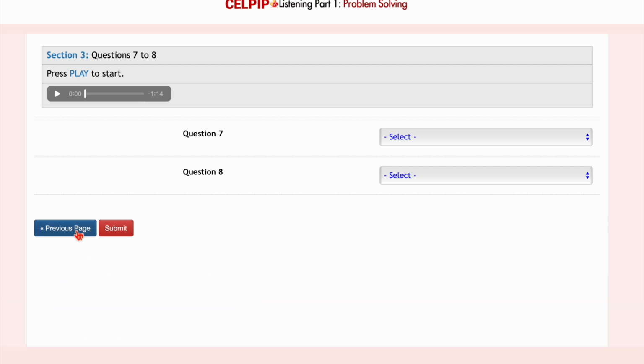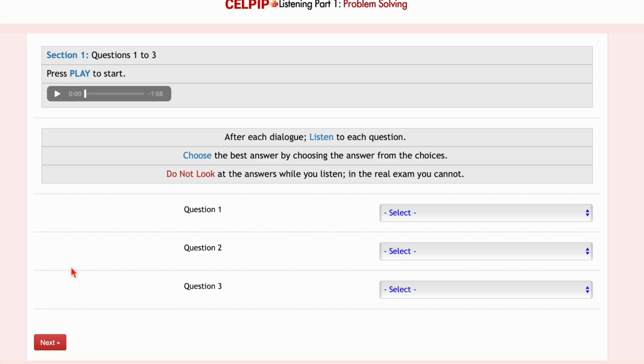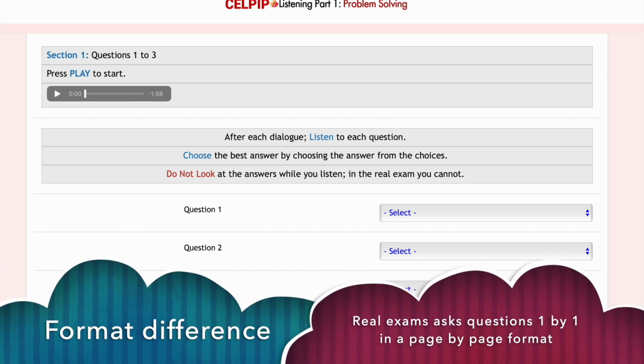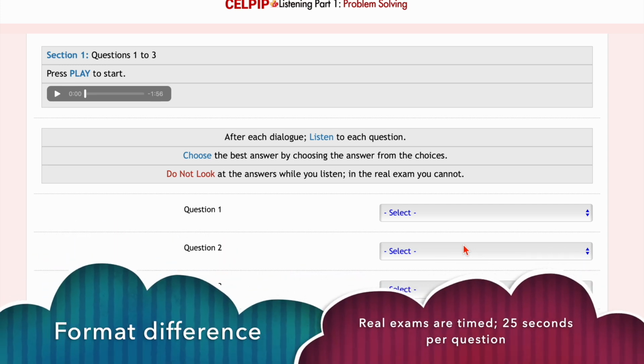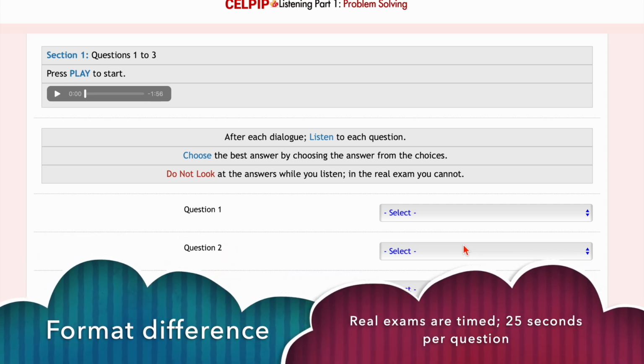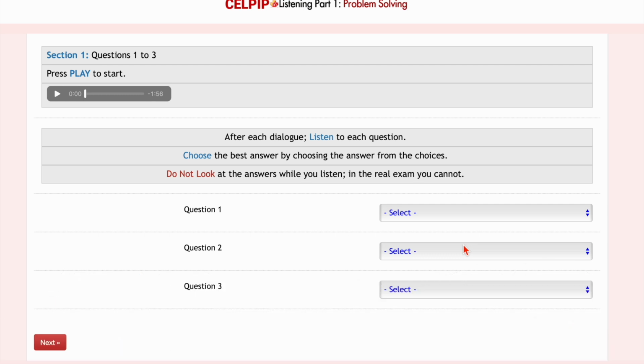Okay, very good. Now, I also want to let you know that the format of our samples are a little bit different than the real exam. In the real exam, you listen to the conversation and then you have each question one by one, not all three together. So that is one difference, okay? And then also in the real exam, and also in our other samples, each section is timed and each question part is timed.